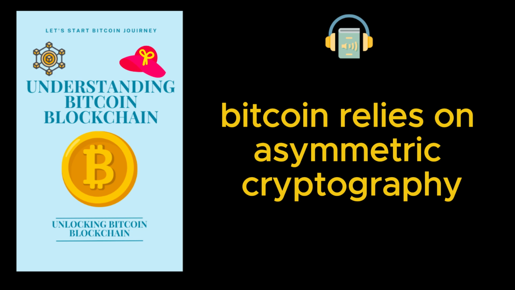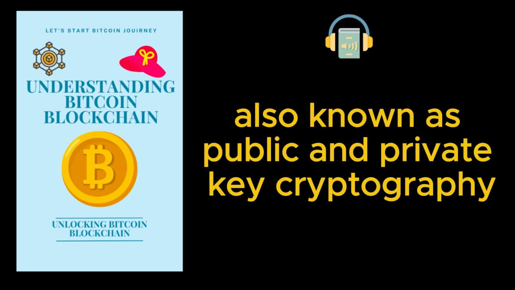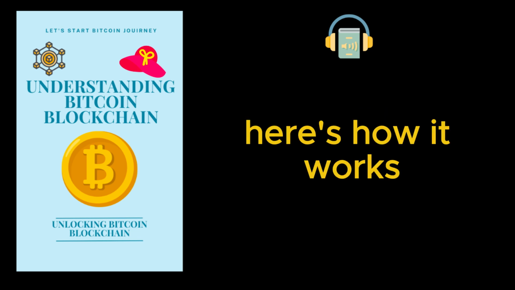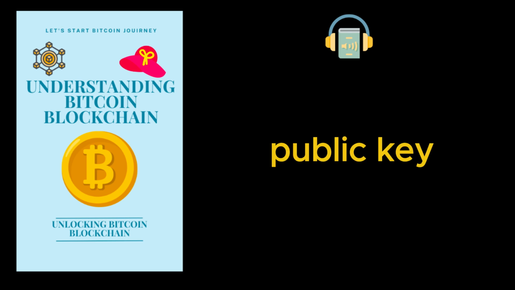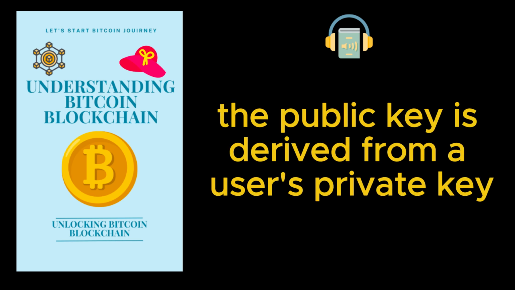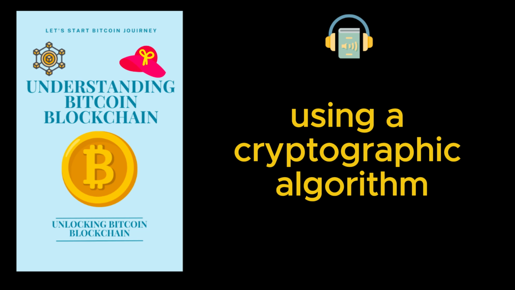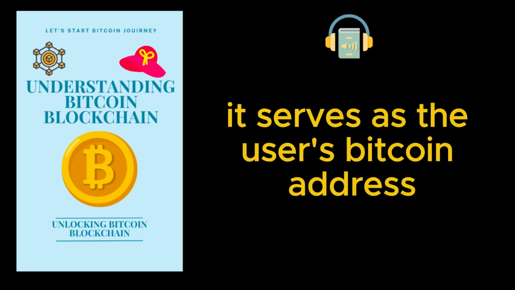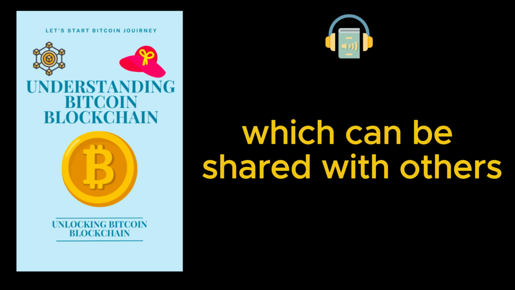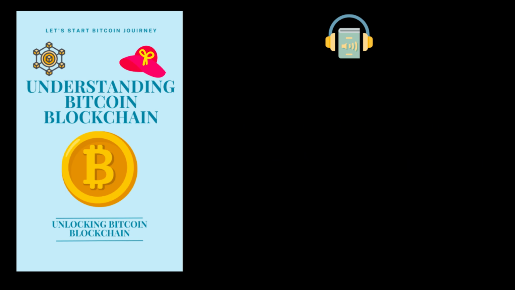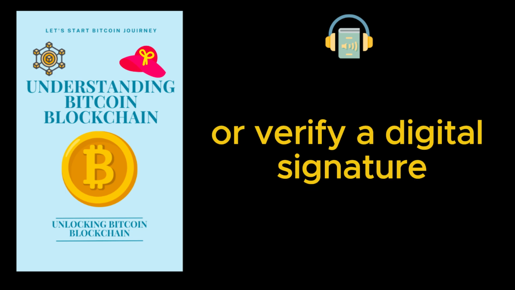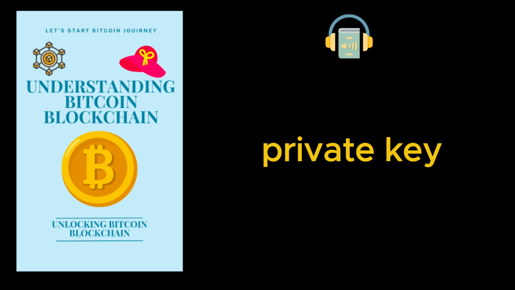Bitcoin relies on asymmetric cryptography, also known as public and private key cryptography, to secure transactions and verify ownership. Here's how it works. Public key. The public key is derived from a user's private key using a cryptographic algorithm. It serves as the user's Bitcoin address, which can be shared with others for receiving transactions. The public key allows others to encrypt data or verify a digital signature made with the corresponding private key.